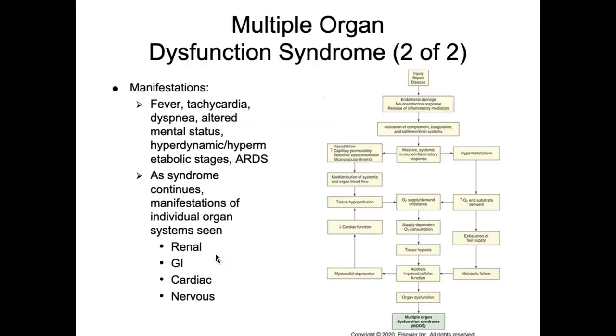Some of the manifestations that we could see with this are fever, tachycardia, dyspnea, altered mental status, hyperdynamic or hypermetabolic stages, or acute respiratory distress syndrome. And as the syndrome continues, we see manifestations of all of these organ systems that are affected.